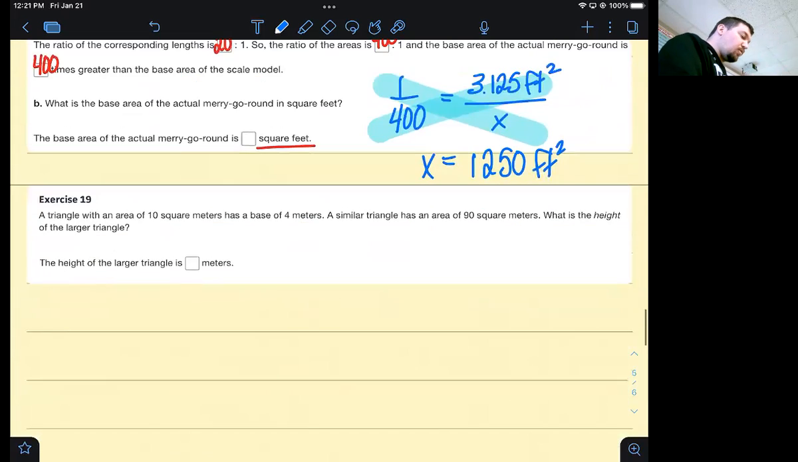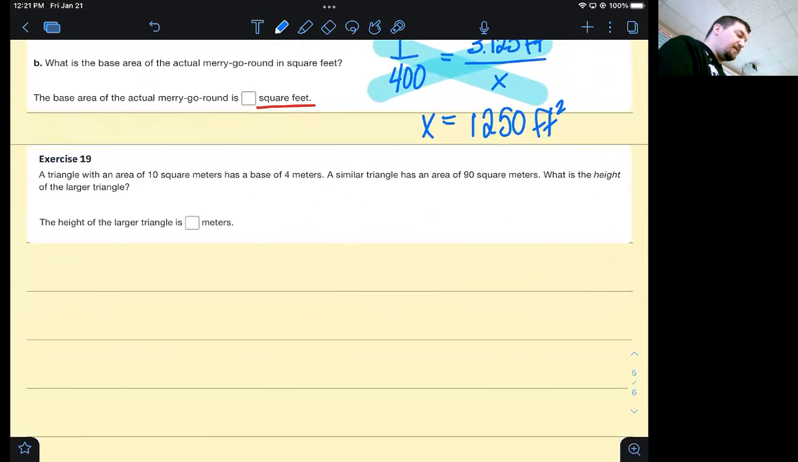Number 19 is the last one here. It says a triangle with an area of 10 square meters has a base of 4 meters. A similar triangle has an area of 90 square meters. What's the height of that larger triangle?